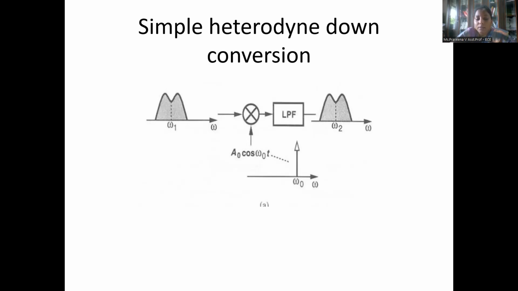The incoming RF signal is centered at omega 1. This received signal band is fed into the mixer along with the local oscillator, A naught cos omega naught t. The mixer produces two frequency components, omega 1 plus omega naught and omega 1 minus omega naught. It is then processed through a low pass filter that removes the high frequency component and keeps the difference frequency. The output becomes a shifted version of the signal.